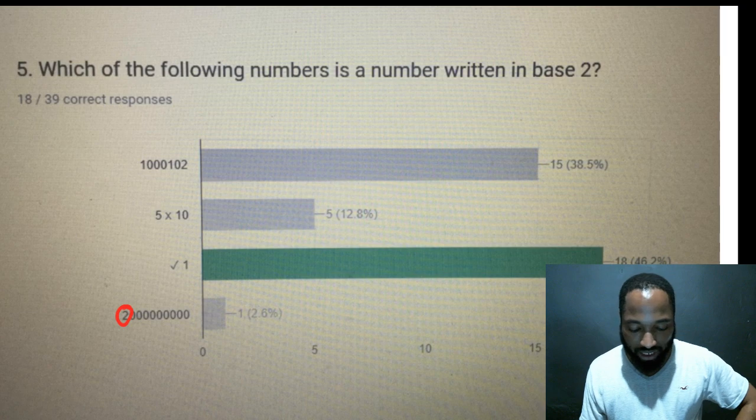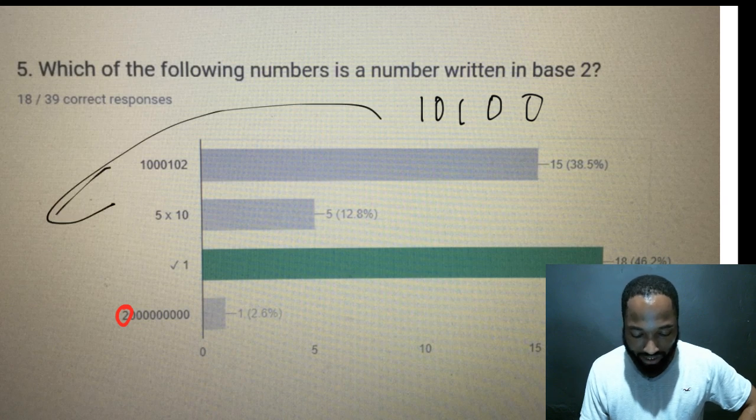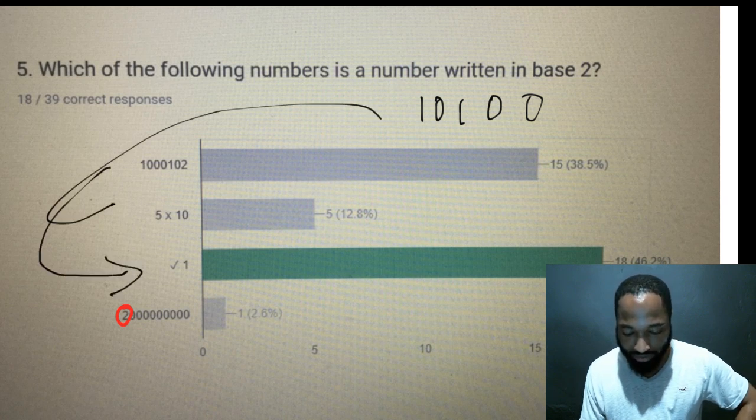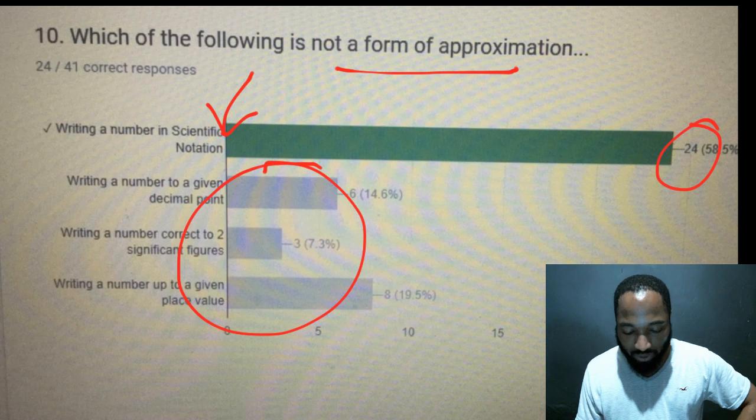Okay, this one was done poorly as well. This has the number 2 in it. If you're dealing with base 2, you could only have 1s and 0s. So which one of these only has 1s and 0s? Actually, this one. Which one is not a form of approximation?